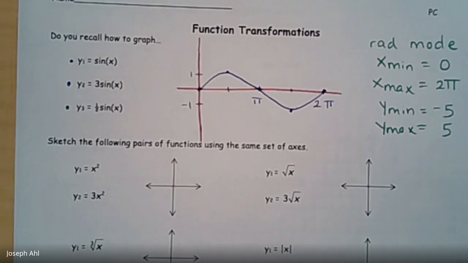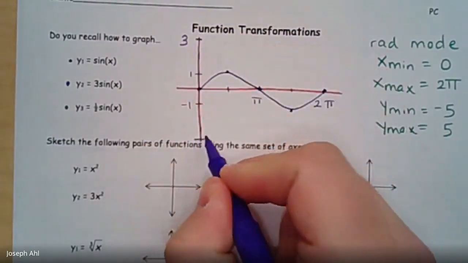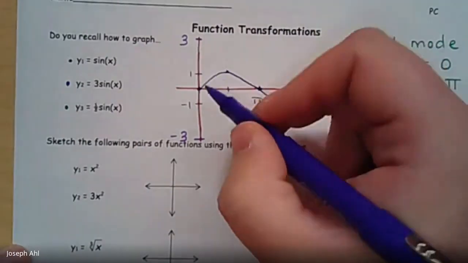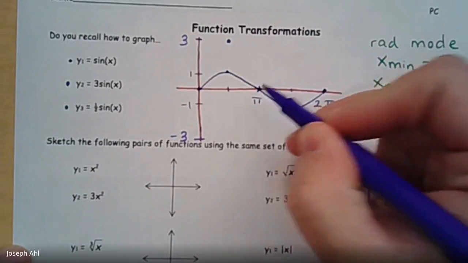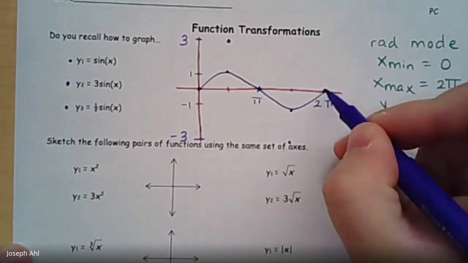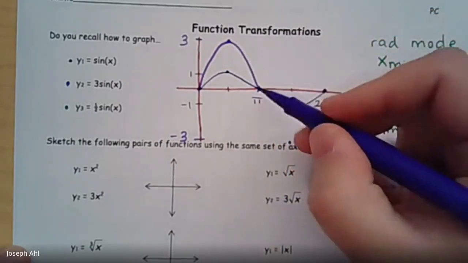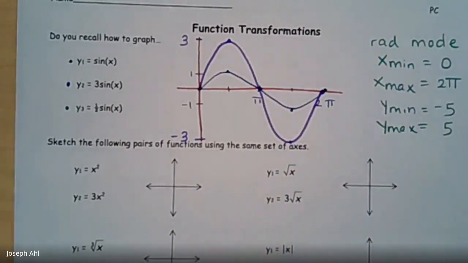If you were to type in 3 sine x, you'll now find that the max height is at +3 and that the lowest height is down at -3. So it's still going to start at 0, but now you're going to go up to 3, back to 0 at pi, down here at -3, and then back to 0. So you're going to see this graph right here for something like 3 sine x.